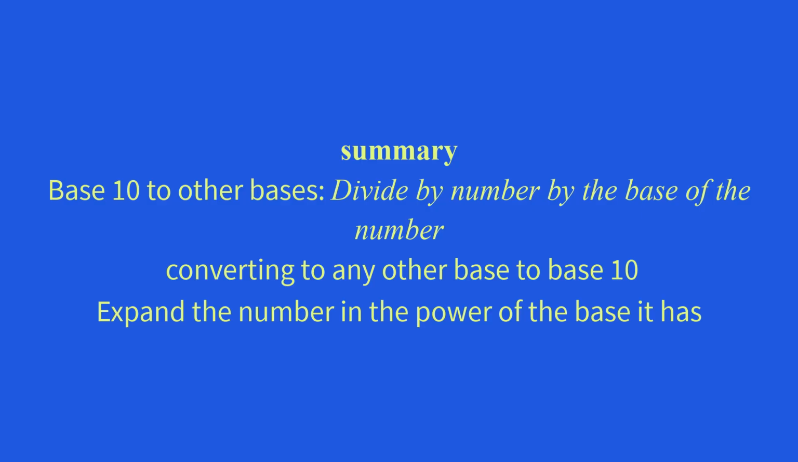When we are converting from base 10 to other bases, that is maybe from base 10 to base 8, we divide the number by the base we want to convert to. Then when we are converting from any other base to base 10, we expand that number using the powers of their bases. Once you expand, it will give you the equivalent of the number in base 10.